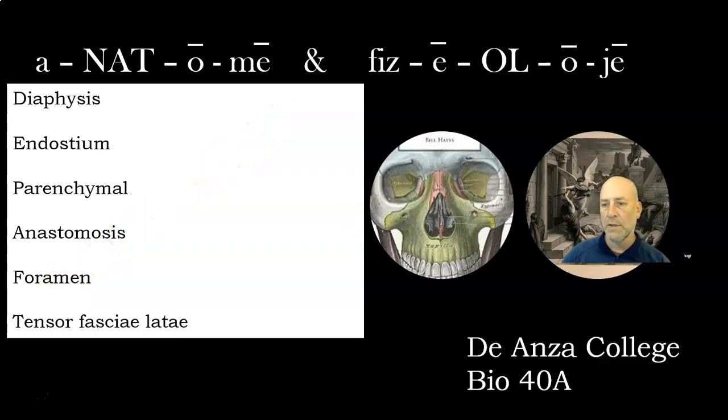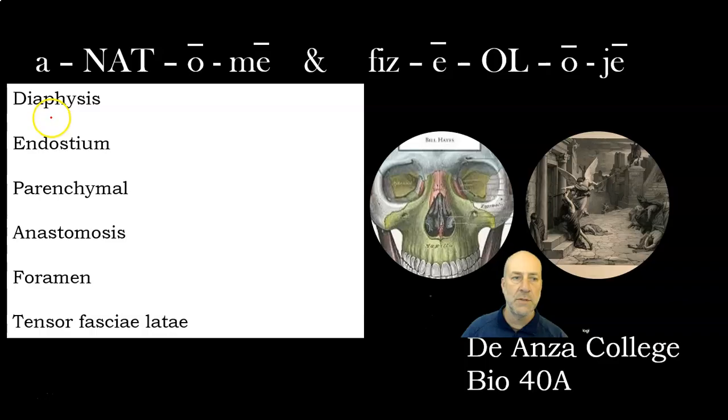Where do you think you're at with these after this quick little tutorial? Diaphysis, the diaphysis, that's the center part of a long bone, the part you'd chew on if you were a dog. The diaphysis, the endosteum, that's a very important membrane on the inside layer of the bone, inside the compact, or lining the spongy bone. Parenchymal, the adjective form of parenchyma. Anastomosis, a really important band or sheet of connective tissue connecting 2 muscles.